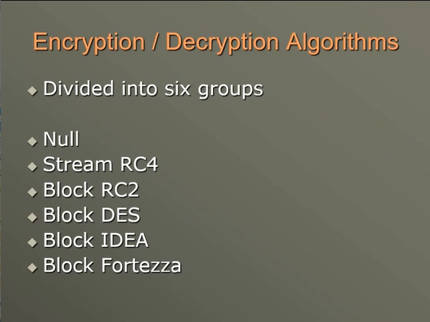So in case of null, it means the category simply defines that there is no encryption decryption algorithm used. Whereas the stream RC4 is a stream cipher, and 2 RC4 algorithms are defined in stream mode, that is RC4 40, where a 40-bit key is used, and RC4 128, where a 128-bit key is used. Then block RC2: one RC2 algorithm is defined in block mode, along with the cipher block chaining mode with 40 bits of key.